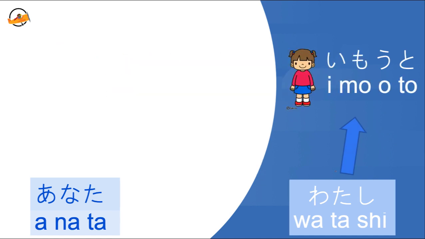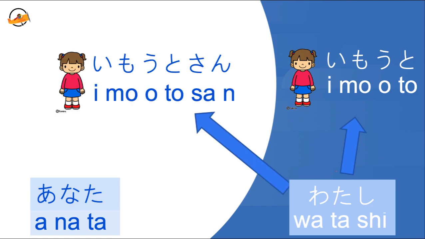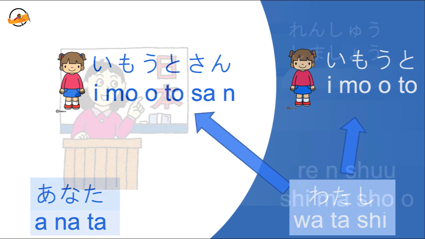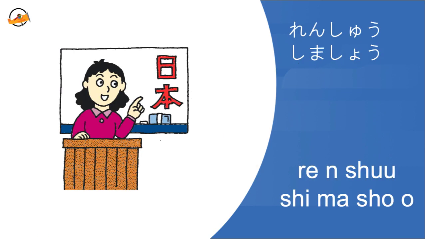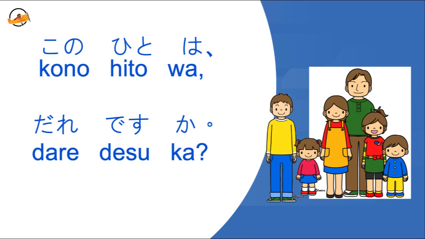Younger sister is 妹、 You see there's no o at the beginning of the word, and there's no additional o at the beginning of the polite version, although it does retain san at the end. 妹さん、 練習しましょう. Let's practice. この人は誰ですか？ Who is this person?